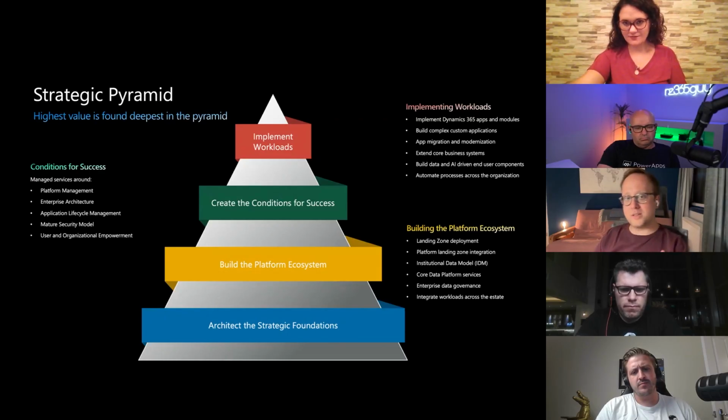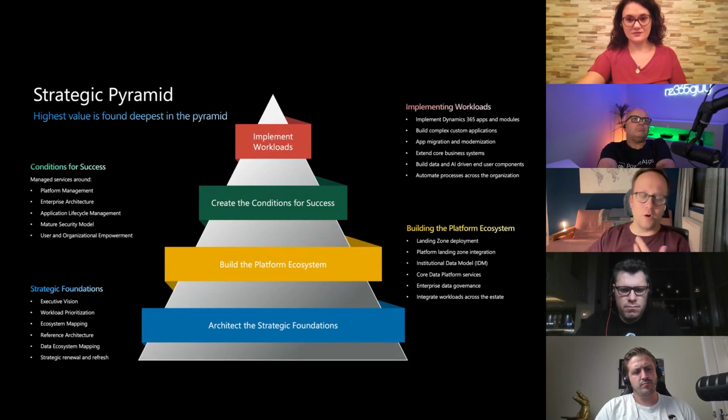And then finally, our lowest level of the pyramid is what we call architecting these strategic foundations. Down at the bottom, we're into the realm that almost nobody touches. And that includes, what's the executive vision? Too often we're implementing technology or building an app without any sort of vision or direction as to how this is taking us forward as an organization. Prioritizing workloads, mapping our ecosystem, creating reference architecture, and then evolving that architecture over time, mapping the data ecosystem, and really importantly, strategic renewal and refresh.